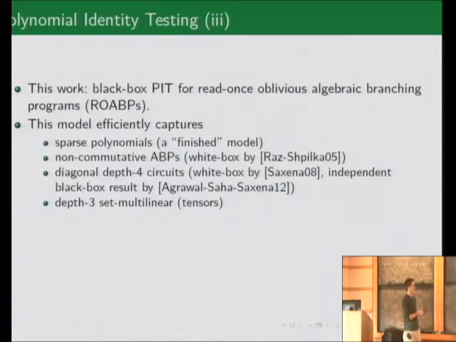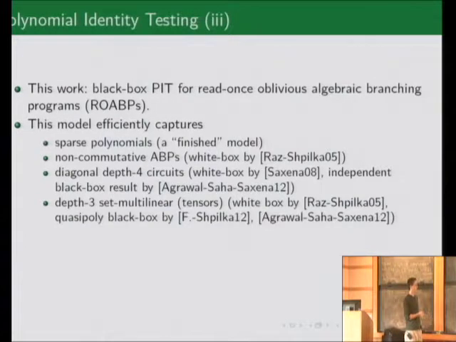There's also this depth 3 set-multilinear model, which can be seen as a tensor. Again, by reduction to the non-commutative model, there's a white box polynomial time algorithm for PIT by Raz and Shpilka, and some quasi-polynomial black box results. One is previous work with Amir, and then also this Agrawal-Saxena paper. So in some sense, this ROABP model captures a lot of what was done before, but in some sense it also has an independent motivation.